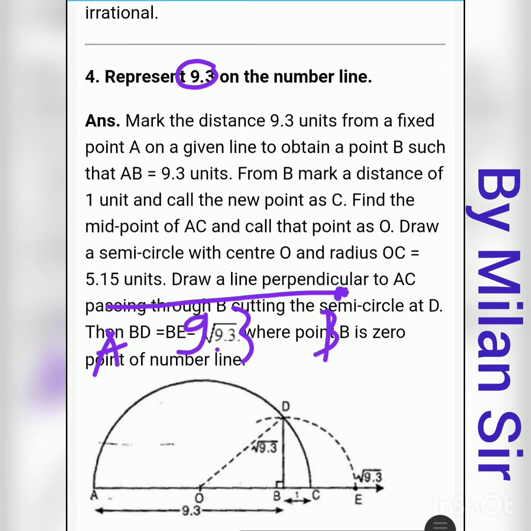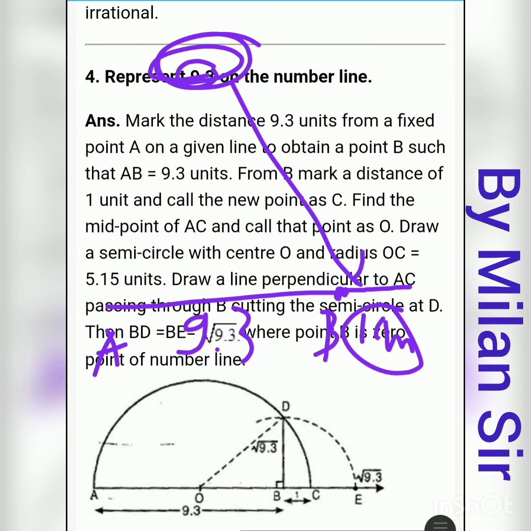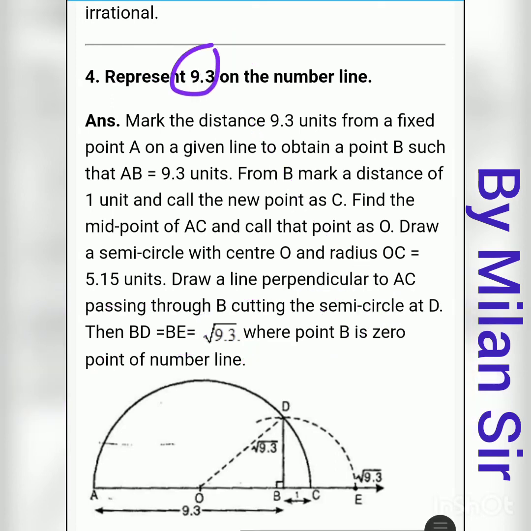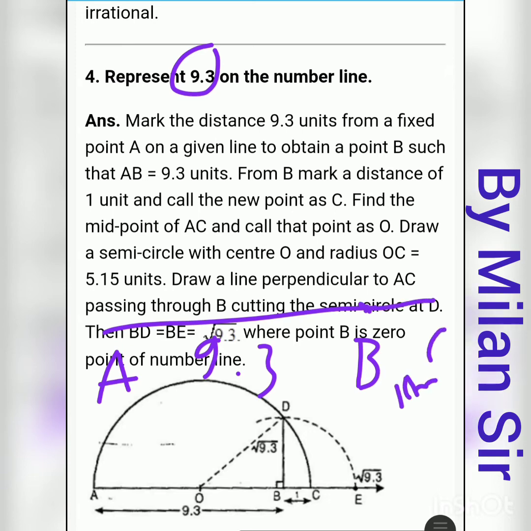Now from B we need to draw one line segment of 1 centimeter. This is fixed, whatever measurement you have. Here we always need to draw a line segment of length 1 centimeter. That means whatever number you have, first of all you need to draw AB of the same length, 9.3. Then from B, it is fixed, we draw a line segment of 1 centimeter length. Here you give it the name C.